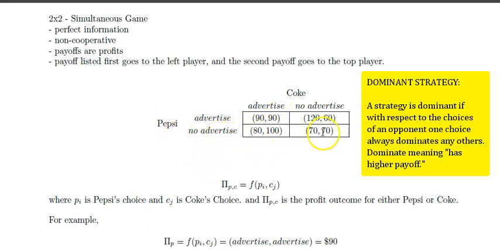If Pepsi chooses to not advertise, Coke chooses to advertise and makes 100, or not advertise and makes 70. Again, we can see that Coke has a dominant strategy to advertise. Regardless of what Pepsi wants to do, Coke will choose to advertise.